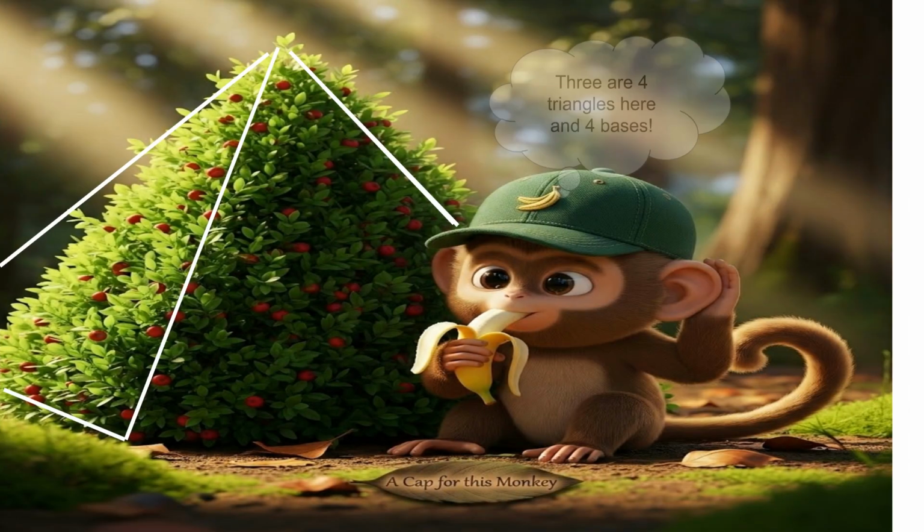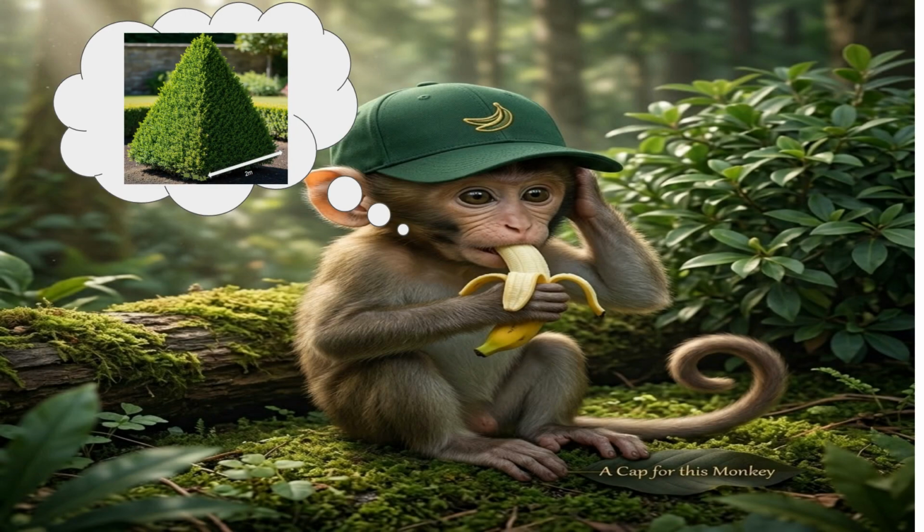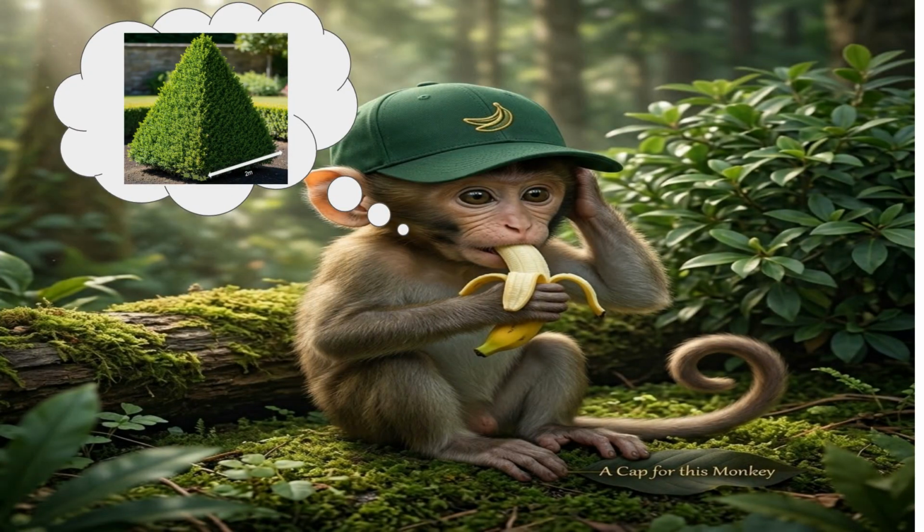Monko observes the bush, noting it has 4 triangular faces and 4 bases. Monko continues to consider the shape of the bush, a triangular pyramid with a base length of 2 meters. Monko realizes he can't simply divide the total perimeter by 4 because the adjacent triangles share common slant lines. He refocuses on the bush's structure and the components contributing to the perimeter.